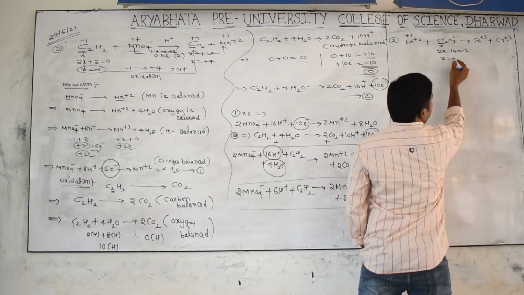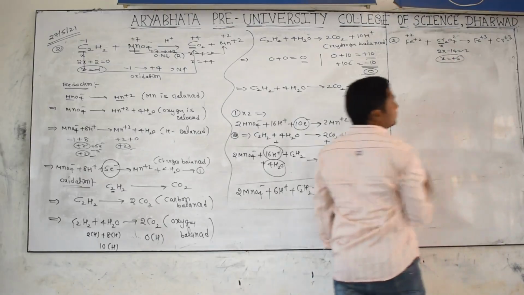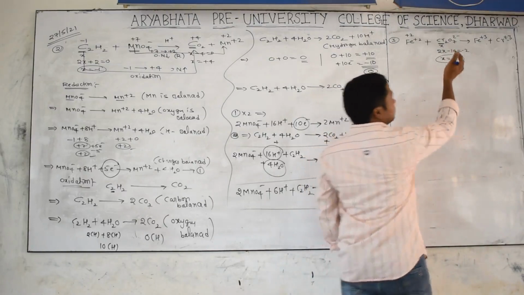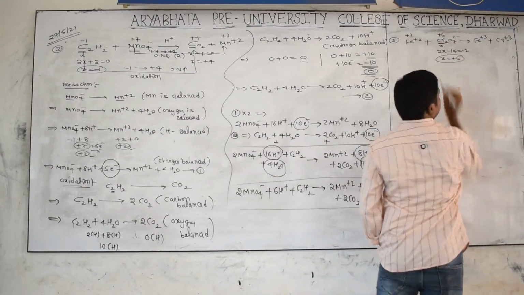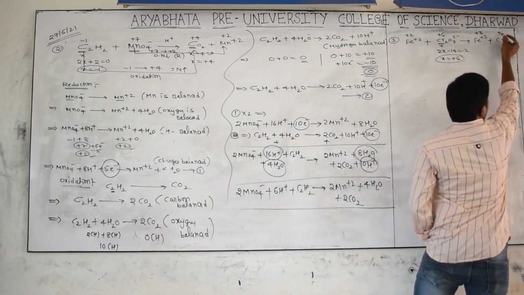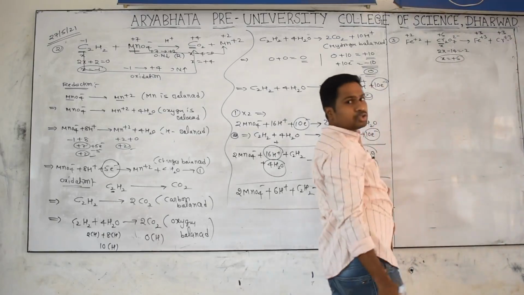Then x equals plus 6. Minus 14 comes to this side, plus 14 plus 12, divided by 2, is nothing but plus 6. Here the oxidation number is the apparent charge, only plus 3, and here also plus 3. Next step, what has to be done?